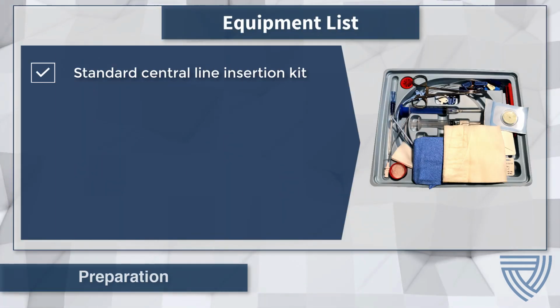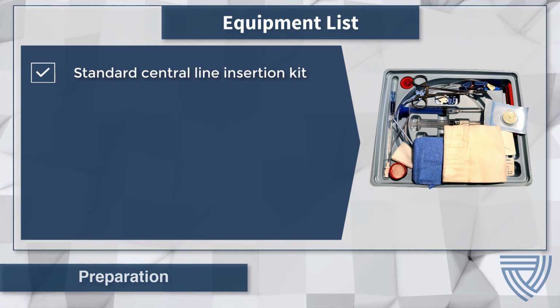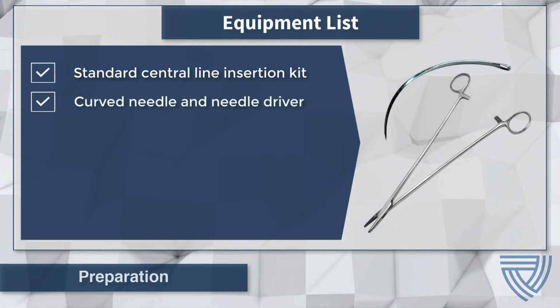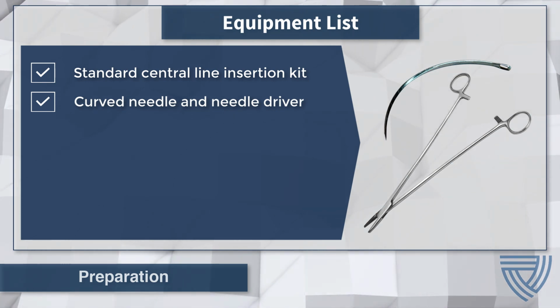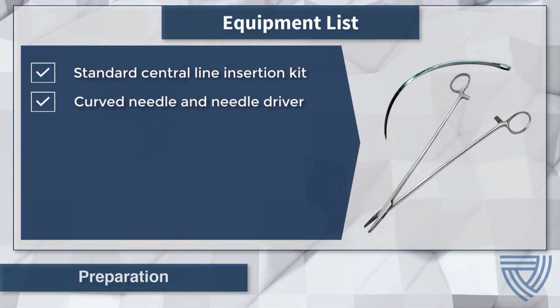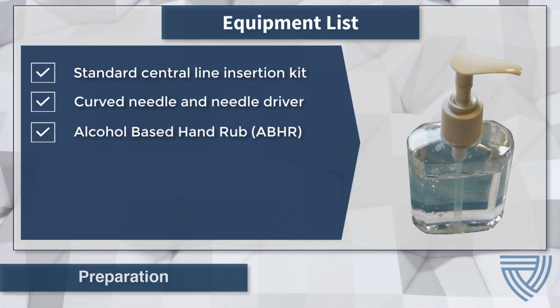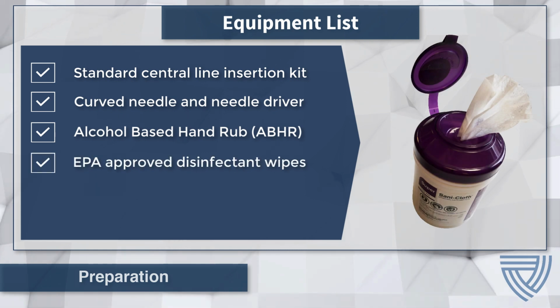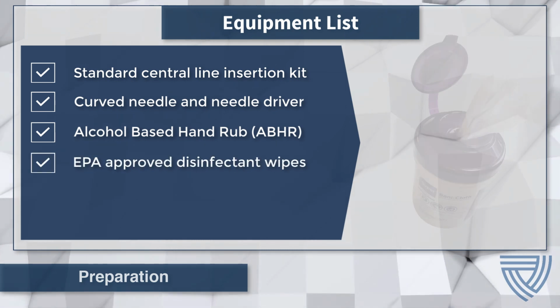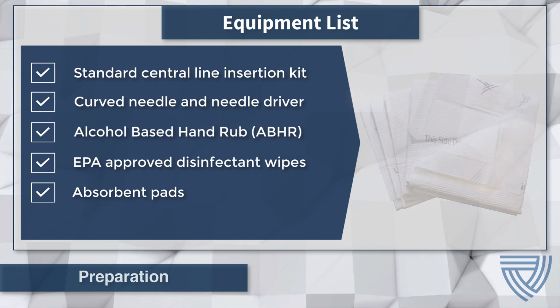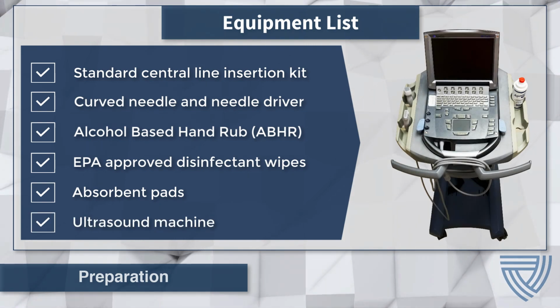Necessary equipment for a central line insertion includes a standard central line insertion kit. If the insertion kit contains a straight needle, we recommend exchanging the straight needle for a curved needle and needle driver, as a curved needle is less likely to cause a needle stick injury. Additional central line insertion equipment includes alcohol-based hand rub, EPA-approved disinfectant wipes, absorbent pads, and an ultrasound machine.